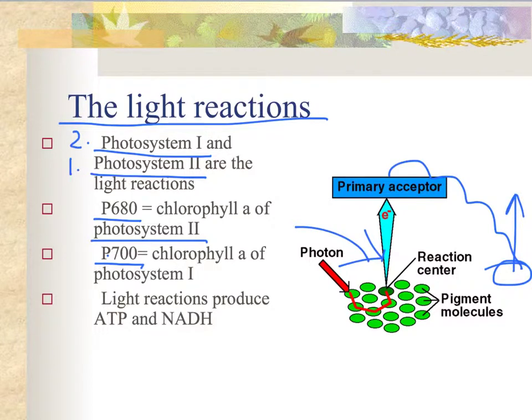And these light reactions are going to produce ATP, and that should say NADPH. NADH is in cellular respiration. NADPH is in photosynthesis. Sorry about that error.